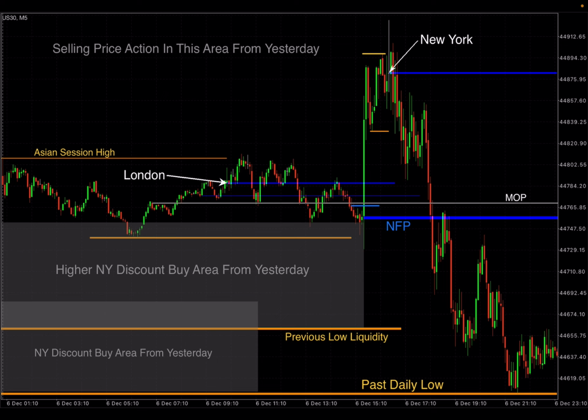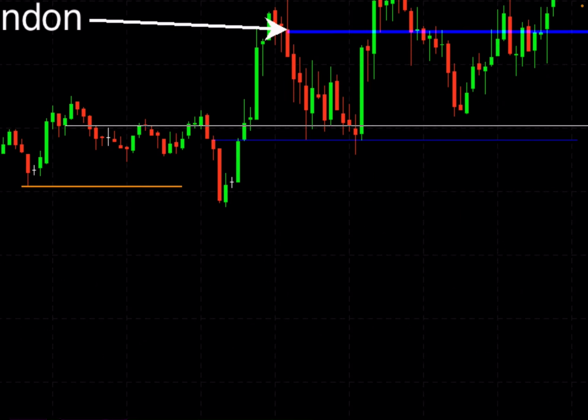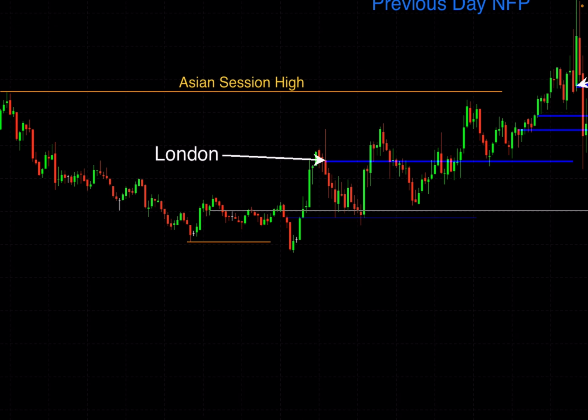9th of December. Clear move towards the upside with either the pre-London or the London opening. We just explained this one. So pre-London pushes down, takes liquidity, then you got a clear buy. You move on to the London opening and that retraces to the mop, and then you find bullish support from that mop, and that continues towards the upside. 2 positions, 2 buys, targeting Asian session high mainly.